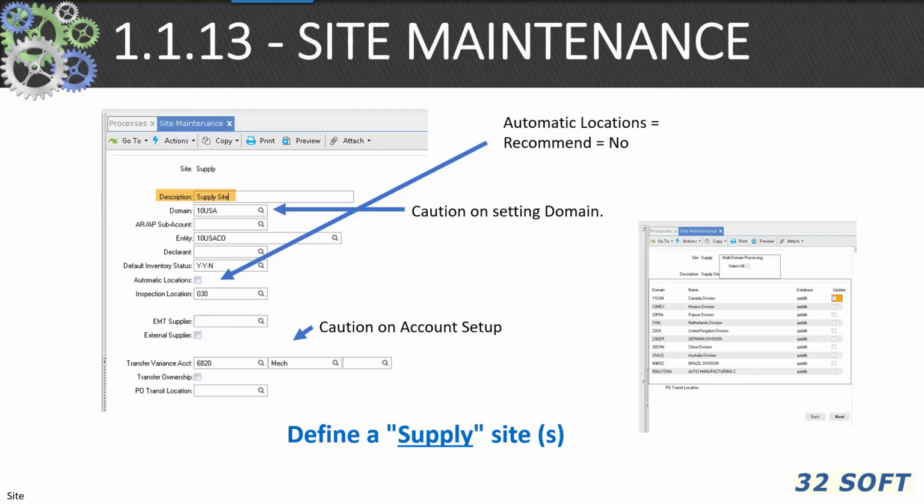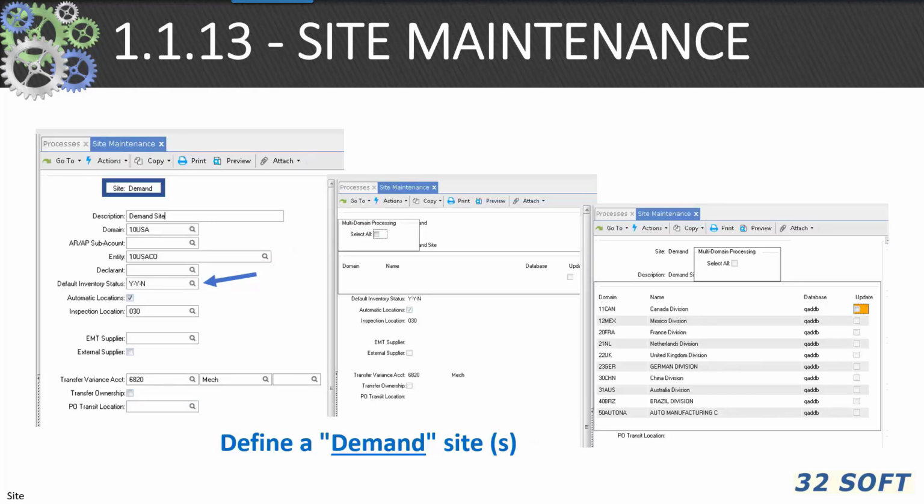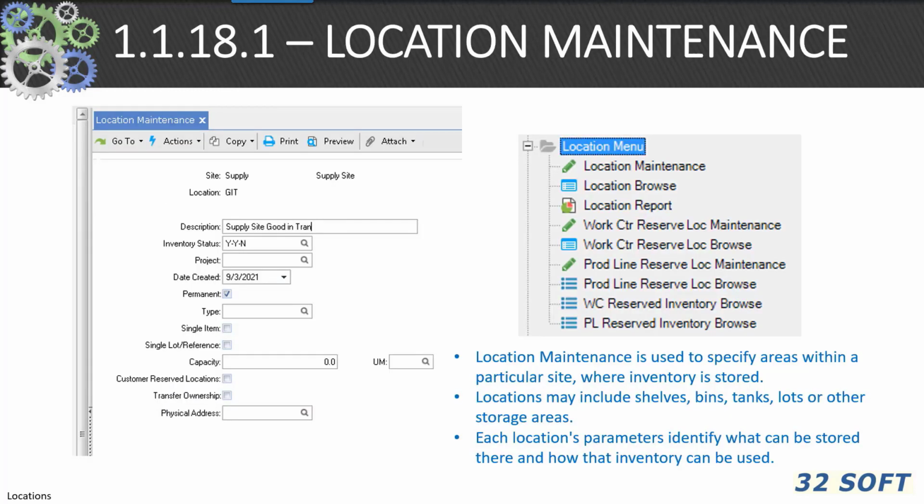You should also be very aware of the account setup. And I always recommend that automatic locations be set to no. Otherwise, you expose yourself to the typo errors that the guys in the stockroom might cause. Then the demand sites also need to be set up. We'll talk about the inventory status codes in just a moment.